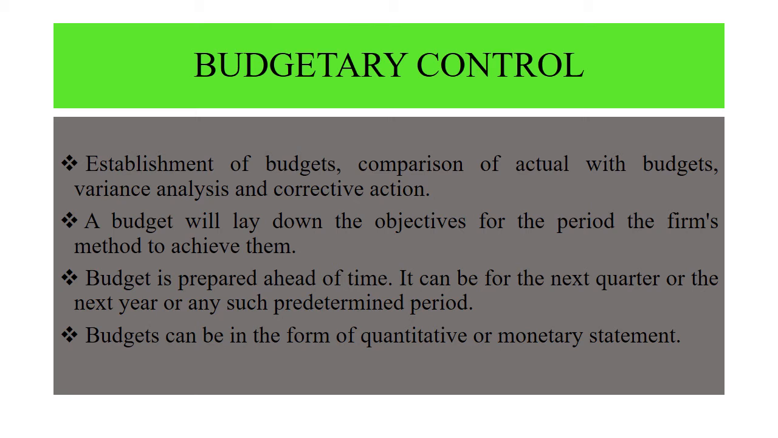Budgetary control. A budget is used for controlling and coordinating business operations. A budget is a quantitative or financial statement prepared prior to a definite period in order to help achieve certain objectives of the firm. The budget can be in the form of a quantitative and monetary statement. Budgetary control is the preparation of the budgets and analysis of the actual performance of the firm in comparison to the budgeted numbers.